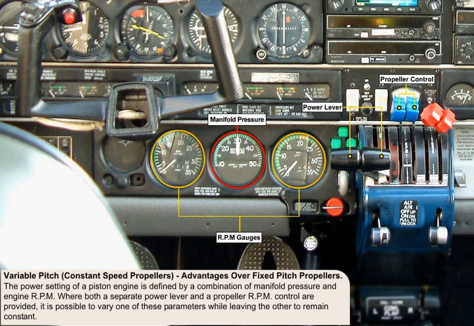The power setting of a piston engine is defined by a combination of manifold pressure and engine RPM. Where both a separate power lever and a propeller RPM control are provided, it's possible to vary one of these parameters while leaving the other to remain constant, so optimizing the operation of the engine-propeller combination to give the best efficiency and fuel economy, while reducing the engine wear and tear to a minimum.